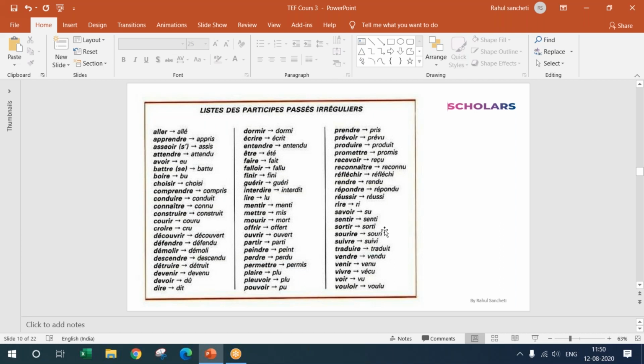Dormir is to sleep. Écrire, I think you know, is to write. Être is to be, faire is to do. Pouvoir is to be able to. Finir is to finish. Gérer is to manage. Restreindre is to restrict. Lire is to read. Mettre is to put. Mourir is to die. Offrir is to offer. Ouvrir is to open. Partir is to leave, and so on. So if you don't get any word, just check online, you'll get the meaning.